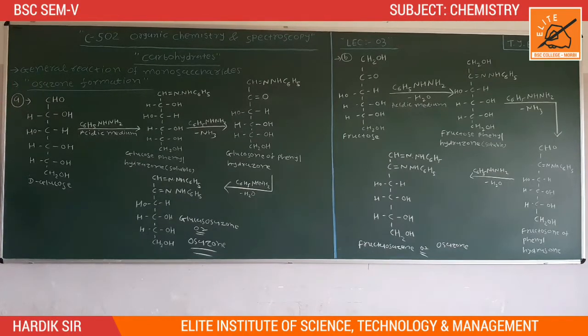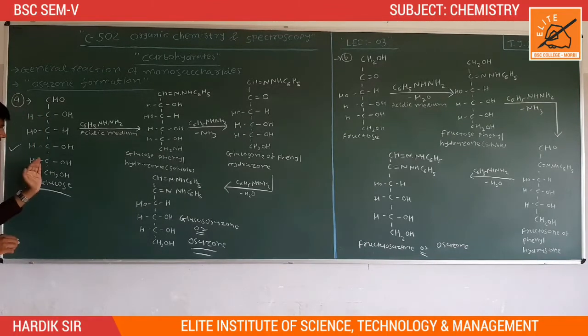In osazone formation, we take first a D-glucose molecule. This is the structure of a D-glucose molecule: 6 carbons, 1 aldehyde group, 4 hydroxyl groups and 1 CH2OH. The molecule contains 6 carbons. It is called D-glucose. This is the structure of D-glucose.